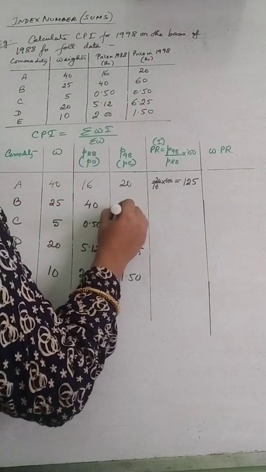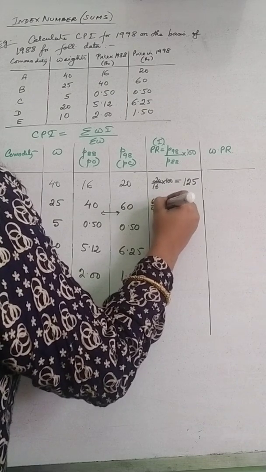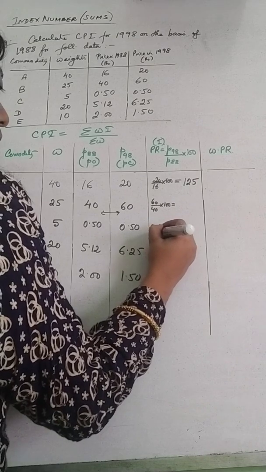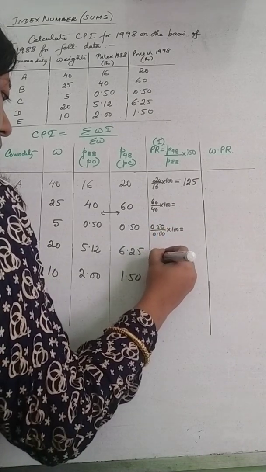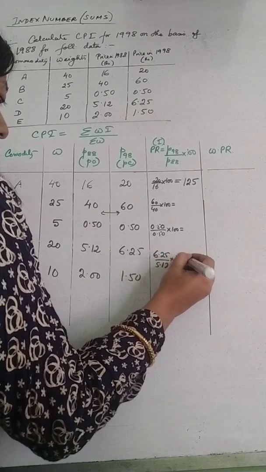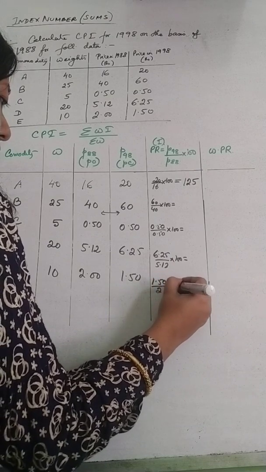Here it will be between these two, isn't it? 60 by 40 into 100. This will be 0.50 by 0.50 into 100. This will be 6.25 by 5.12 into 100. And this will be 1.50 by 2 into 100.